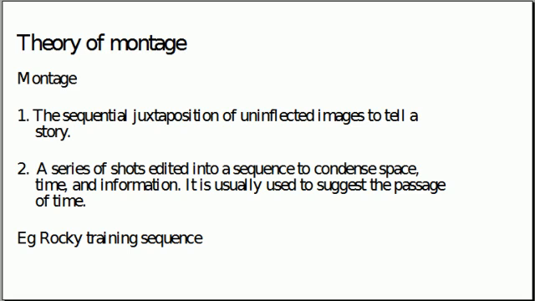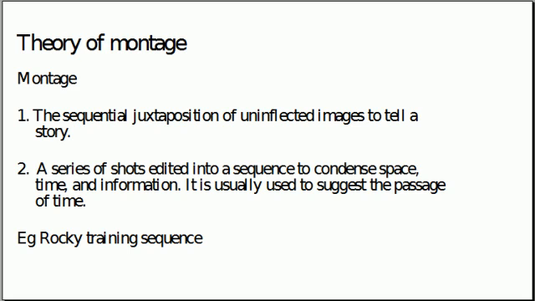Let's talk a little bit about the theory of montage. Now, there are two ways in which the word montage is used. The first is the sequential juxtaposition of uninflected images to tell a story. And that's really storytelling through camera. You know, cut to a man at a bus stop, cut to a man looking at his watch, cut to an empty street, no bus coming. You're telling the story of the man waiting at the bus stop without words. You're just using images.